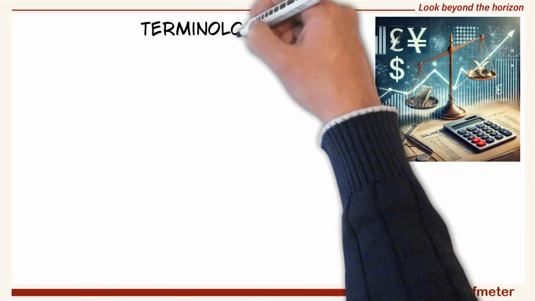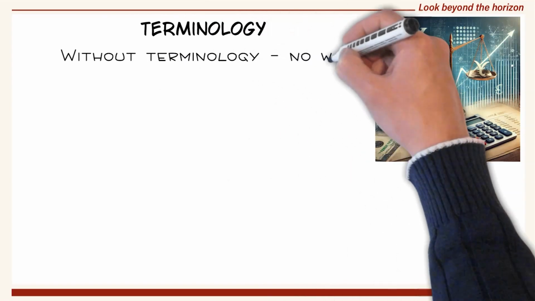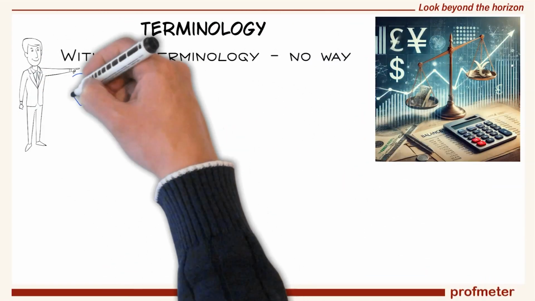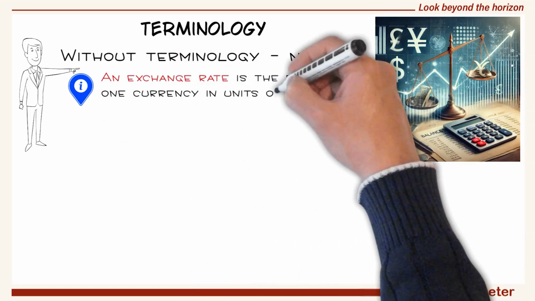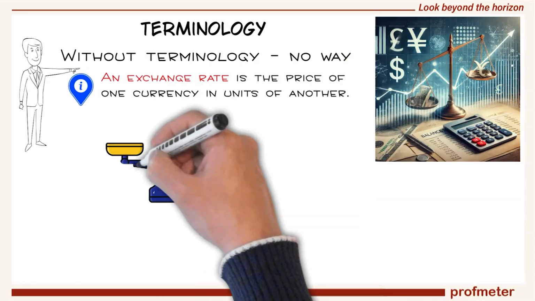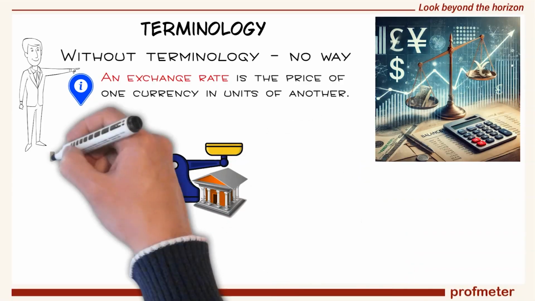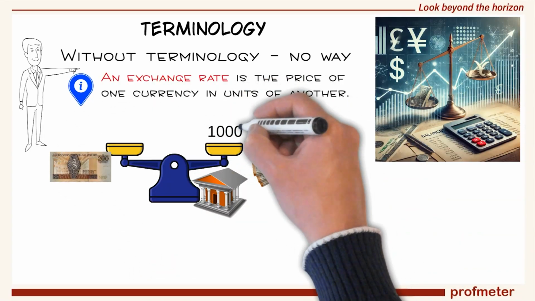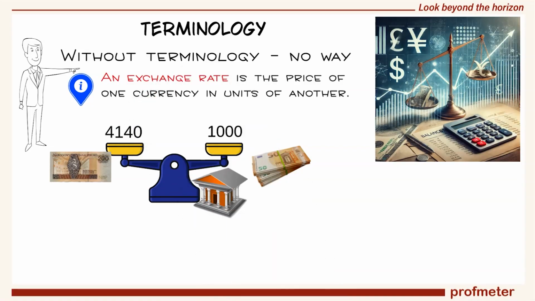To understand this topic, we need to define some key terms related to economic processes. The price of one currency expressed in another is an exchange rate. For example, if we record transactions in zlotys and want to buy euros, and the bank offers 1,000 euros for 4,140 zlotys, the zloty to euro exchange rate is 4,140 zlotys per euro.